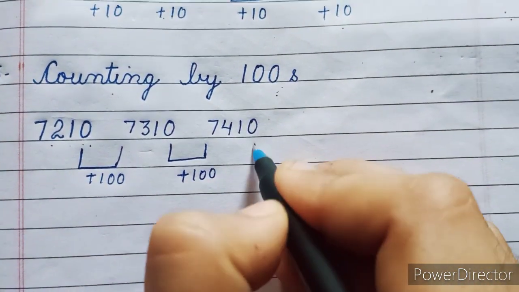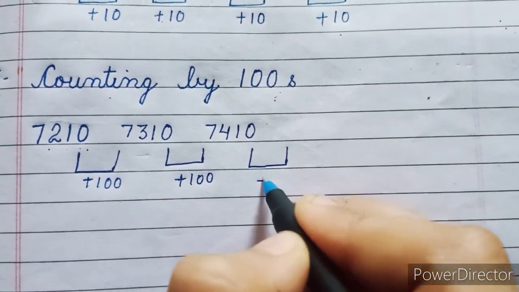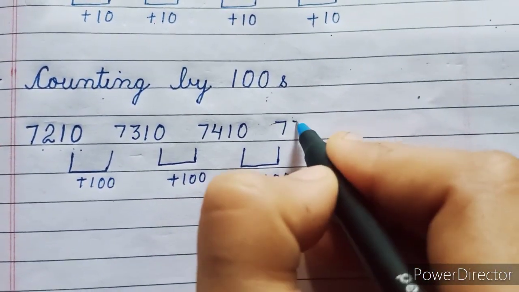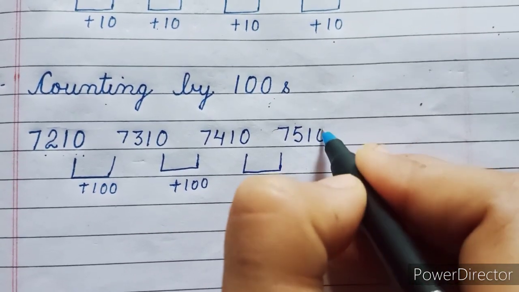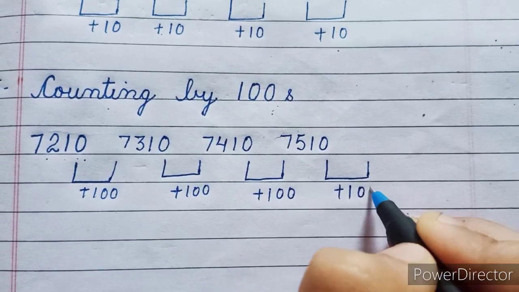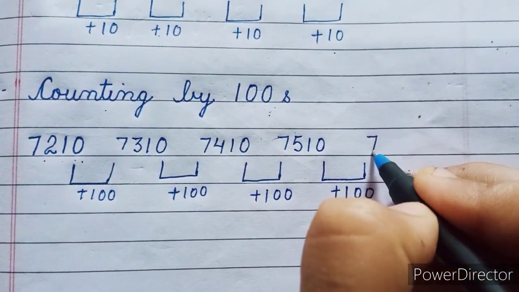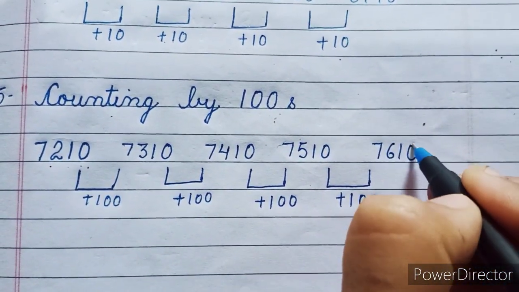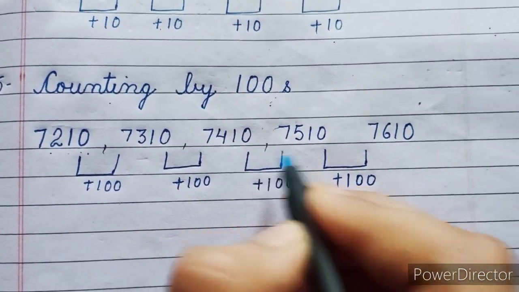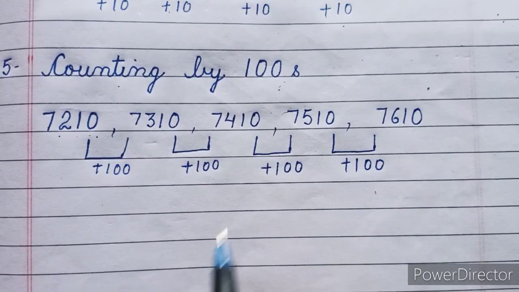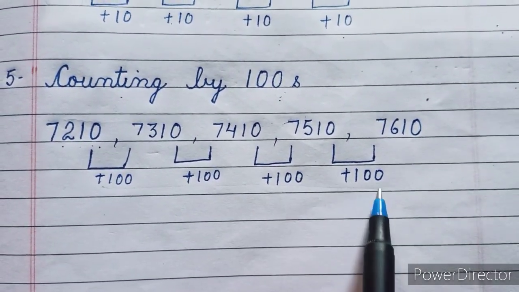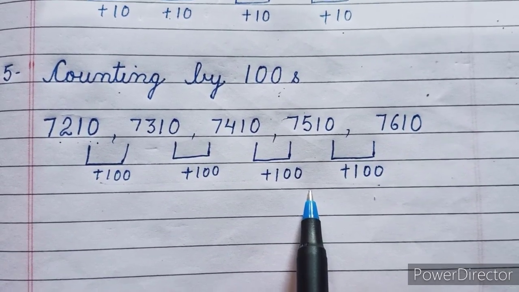Again plus 100 is 7510, and again plus 100 is 7610. Is that clear? Okay. So you can see that there is a gap of 100 here. Okay.